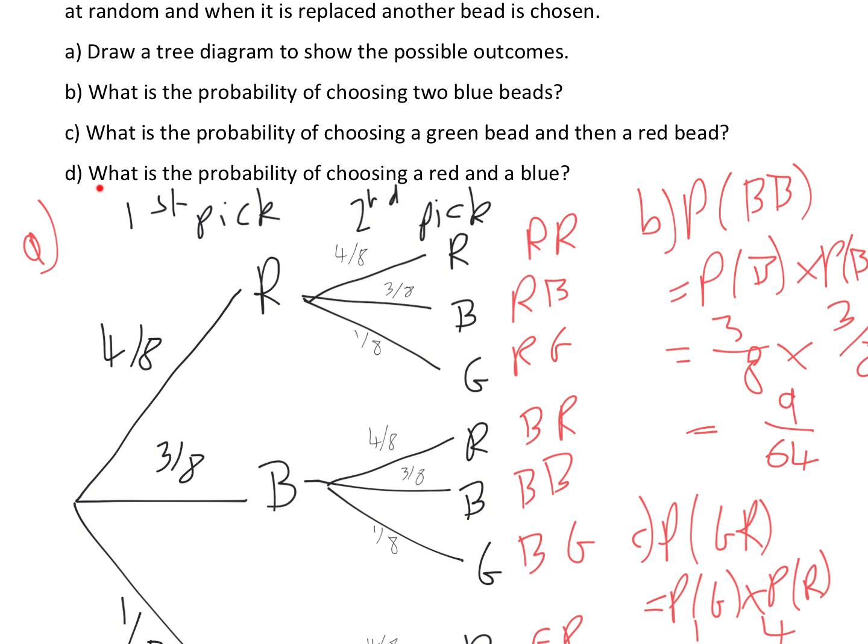Part D, what is the probability of choosing a red and a blue? Here, it doesn't have the keyword like the last question. It doesn't have the word then, which tells me they don't care which order you get it in. So a red and a blue, it could be that one. I'm just going to circle it. Could be that one. Or you could get a blue and then a red. A blue and then a red still gives you the same idea of getting a red and a blue where the order is not important.